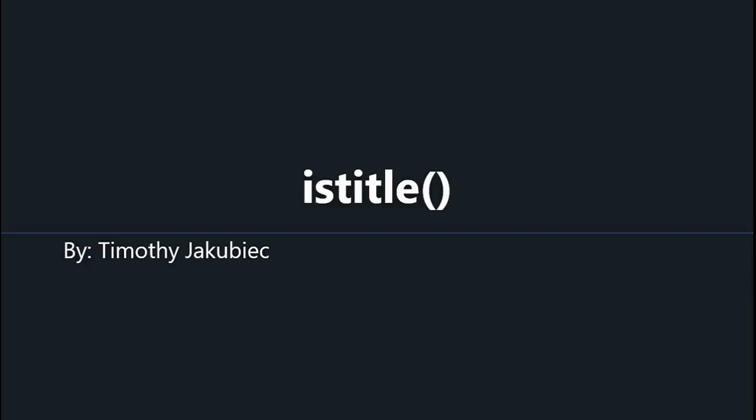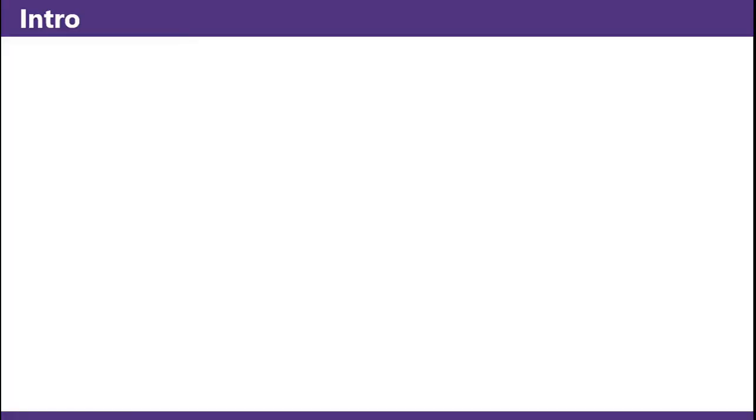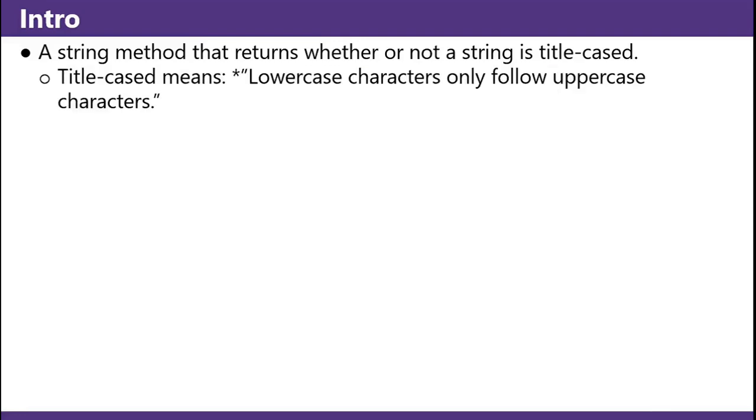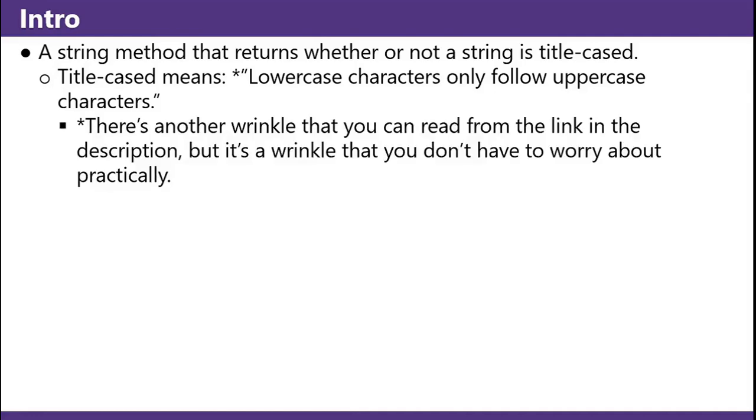Today we're going to talk about isTitle in Python. isTitle is a string method that returns whether or not a string is title cased. Title cased means that lowercase characters only follow uppercase characters. There's another wrinkle that you can read from the link in the description, but it's a wrinkle that you don't have to worry about practically. The string also must contain at least one character.